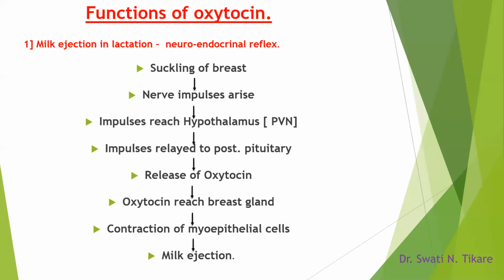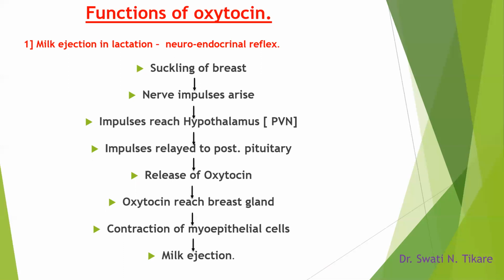Once milk is ejected, the baby receives the milk and continues the suckling. As it continues suckling, this whole process keeps repeating and the milk is continuously released. This is called a neuroendocrine reflex because it starts with the suckling of the breast and goes to the hypothalamus. There is a coordination between the neural and the hormonal aspects for the particular action. Hence, it is called a neuroendocrine reflex.